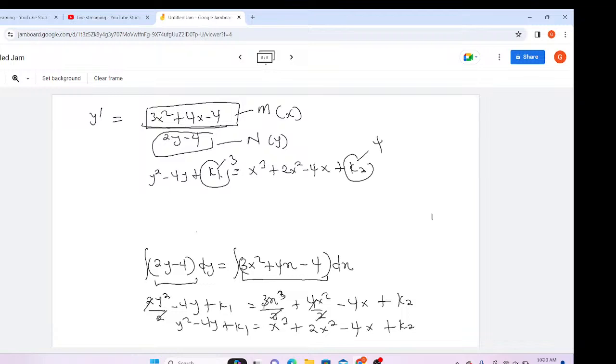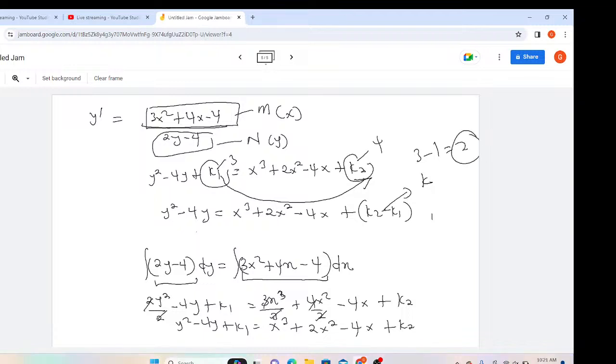What we mostly do is send the k1 to the x part, so our new differential equation becomes y squared minus 4y equals x cubed plus 2x squared minus 4x plus k2 minus k1. Now k2 minus k1 will still give you a constant, right? If you have 3 minus 1, 2, 2 is still a constant in this context. So we just call it y squared minus 4y equals x cubed plus 2x squared minus 4x plus k.